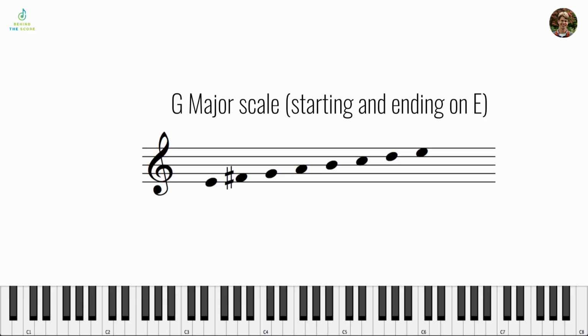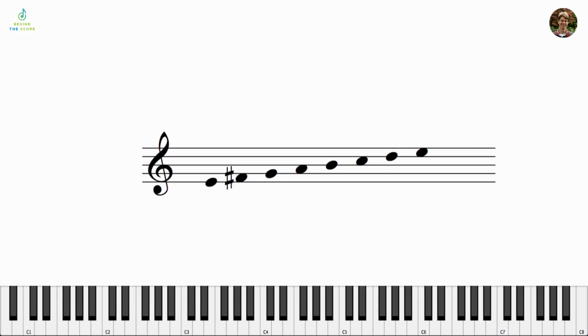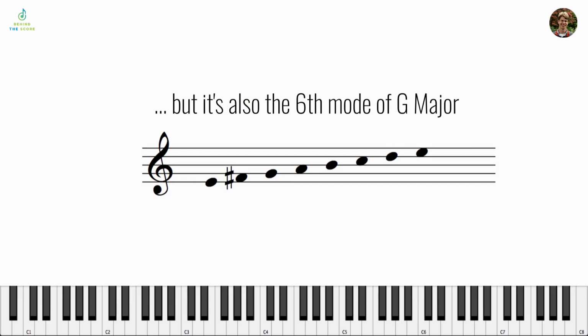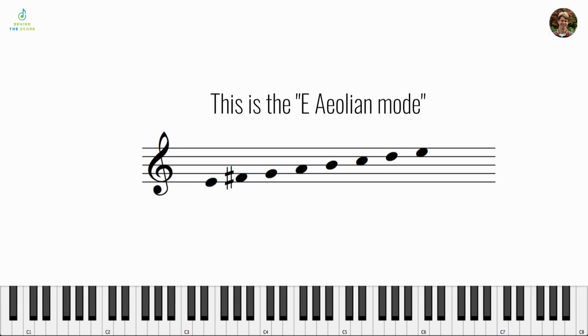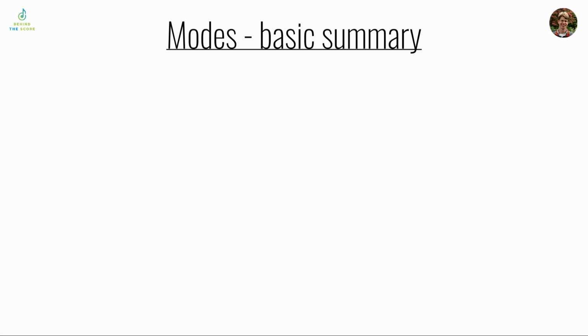Hey, wait a minute. This sounds like an E minor scale, and in fact it is. It's also the sixth mode of G major, because we started on the sixth note of the G major scale, E, and we call this one the Aeolian mode. More on that later. So that's the idea of what a mode is.